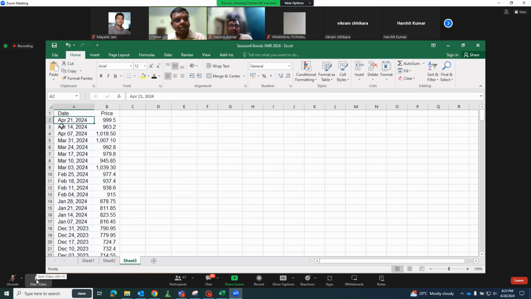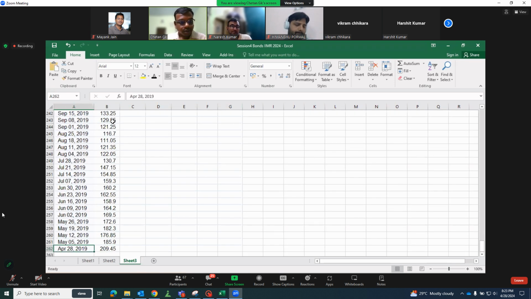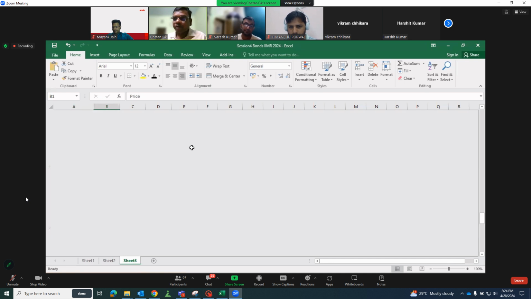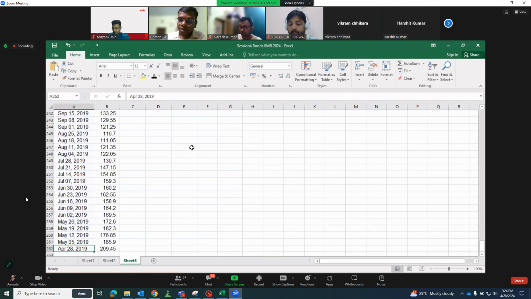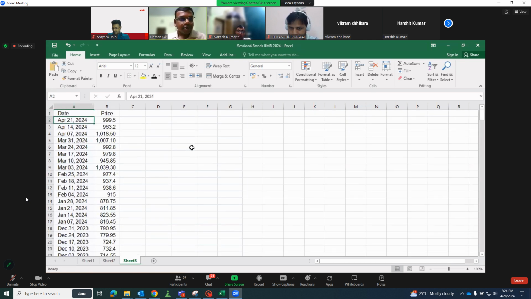Can you see this? April 21st, 2024 data is available here. Let us go down. April 28th, 2019 is 209.45. 209.45 has grown up to 999.5 rupees. But I want to rearrange this data upside down, because I want the 2019 April 28 data to come first, and this particular data should come last.